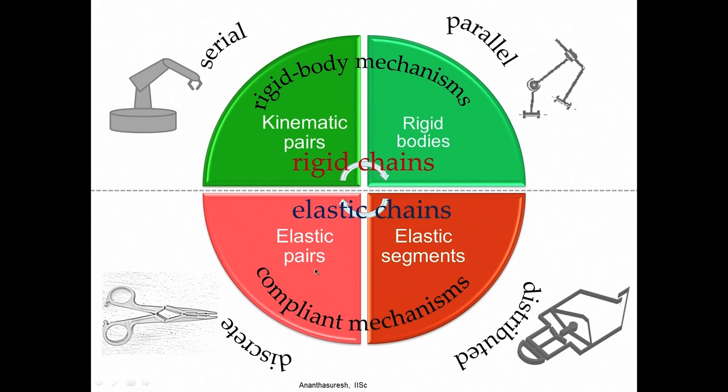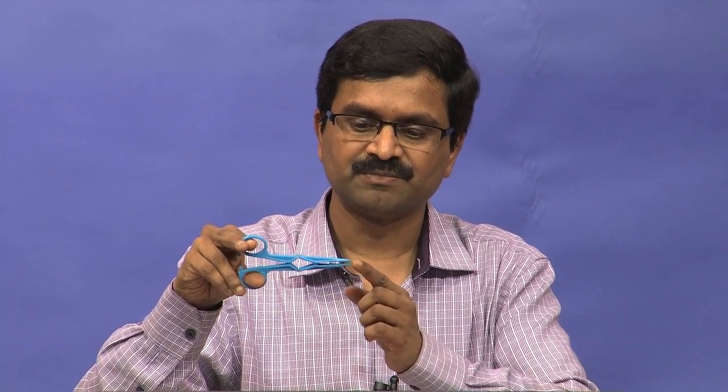As opposed to that, in compliant mechanisms, two examples are shown here. One of them is a forceps that I have a model here. So, in this forceps, if you see, okay, of course, this is the blue one. Here if you look at this, it works like the normal forceps. If you put something here, you can pick it up, or if you have sharp edges, you can even use it like a pair of scissors.